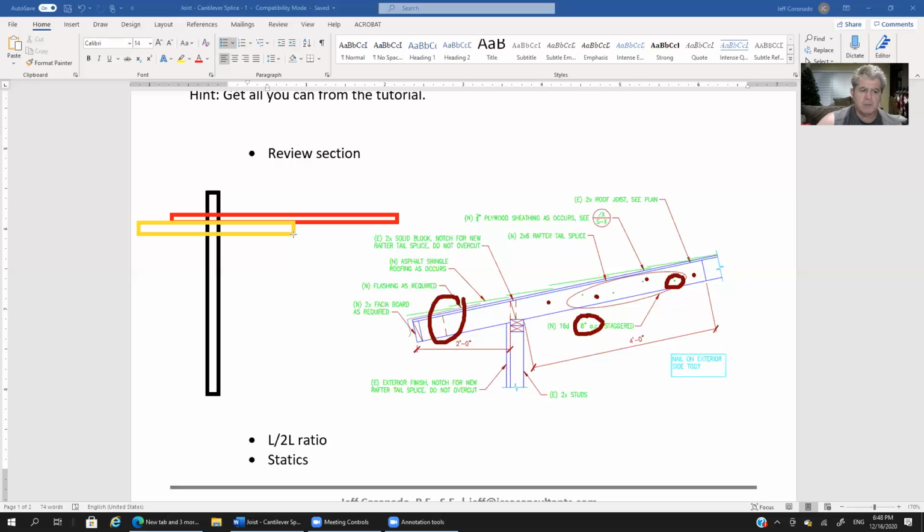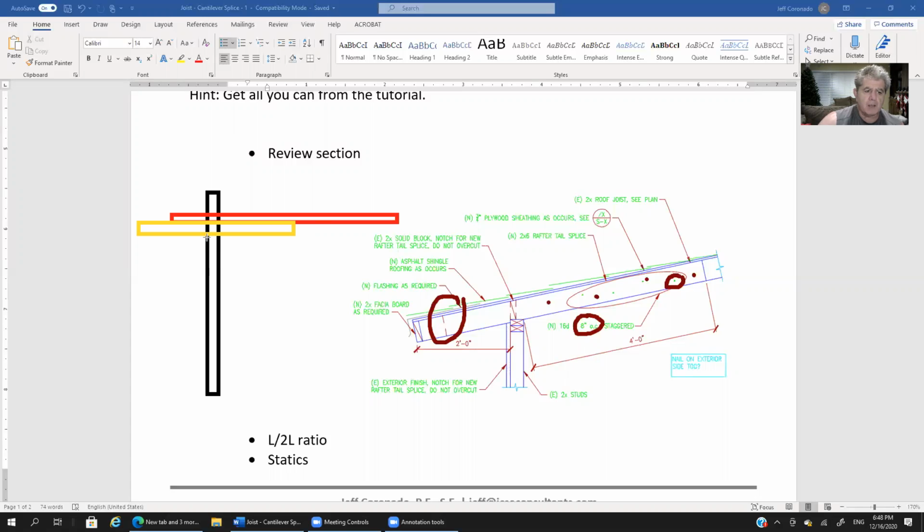Like, this is the splice. The splice extends beyond the rafter. Is that what this hidden line is here? Is it the edge of the existing rafter that goes there? Not really sure about this line. Existing 2x solid block notch. You know what? I don't think you can notch this.